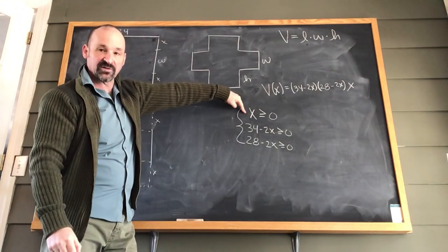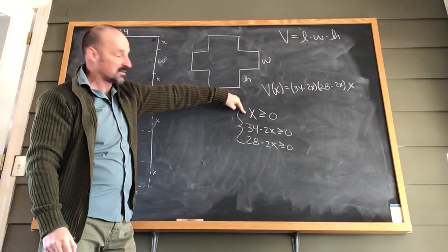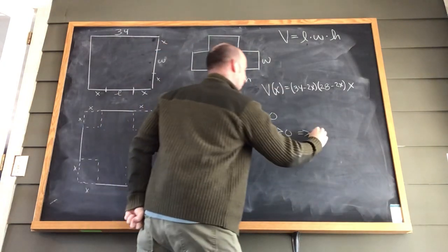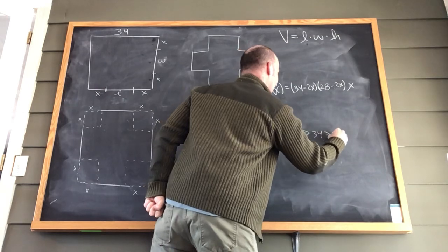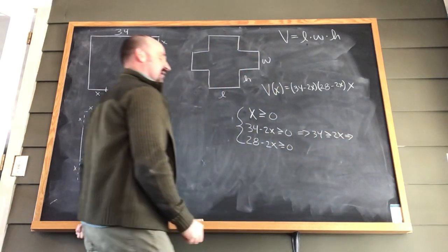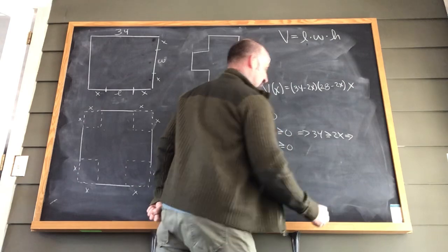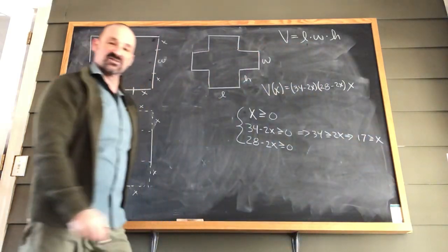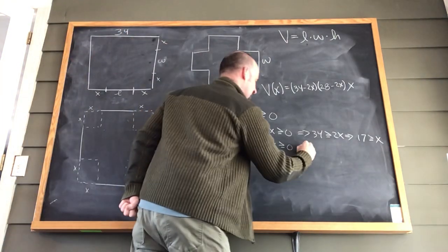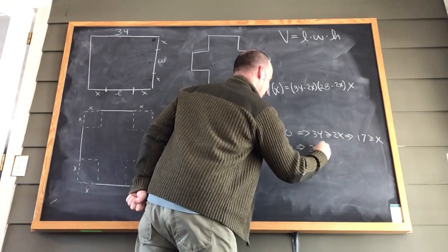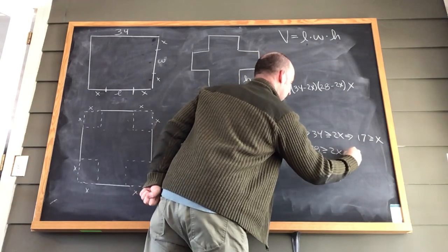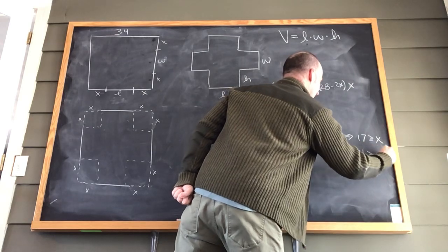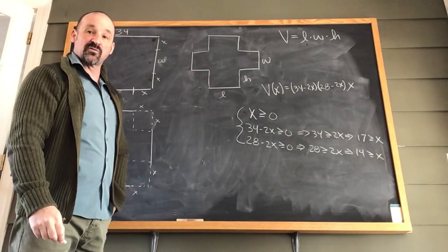So let's solve them and then find the x's that satisfy all three. Okay, well, no problem with this one. x is greater than or equal to 0. So this one here, I'll solve this linear inequality. I'll add 2x to both sides, and then divide by positive 2. So what is that? 17. x has to be less than or equal to 17. Doing the same on this one, add 2x to both sides, divide both sides by positive 2. x has to be less than or equal to 14.